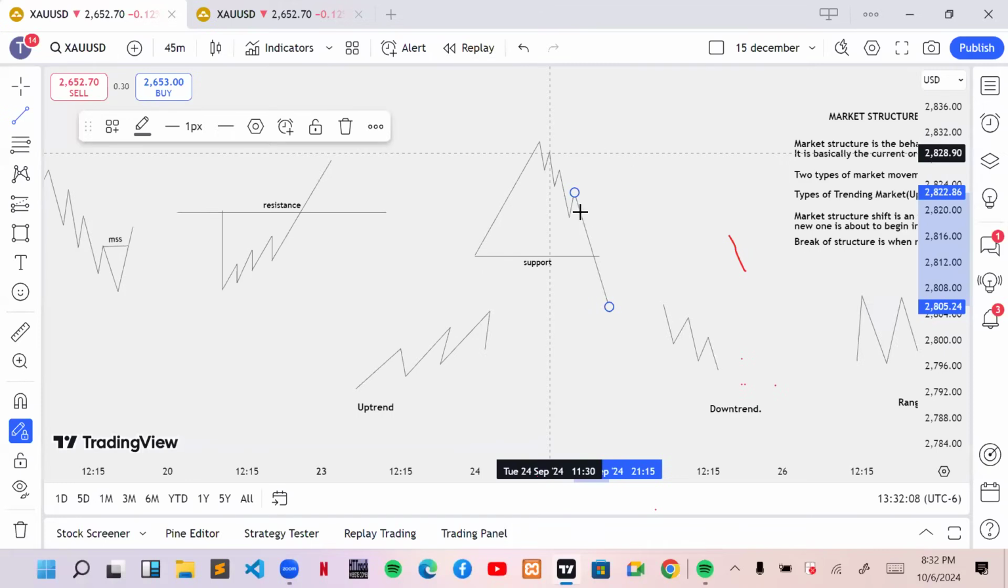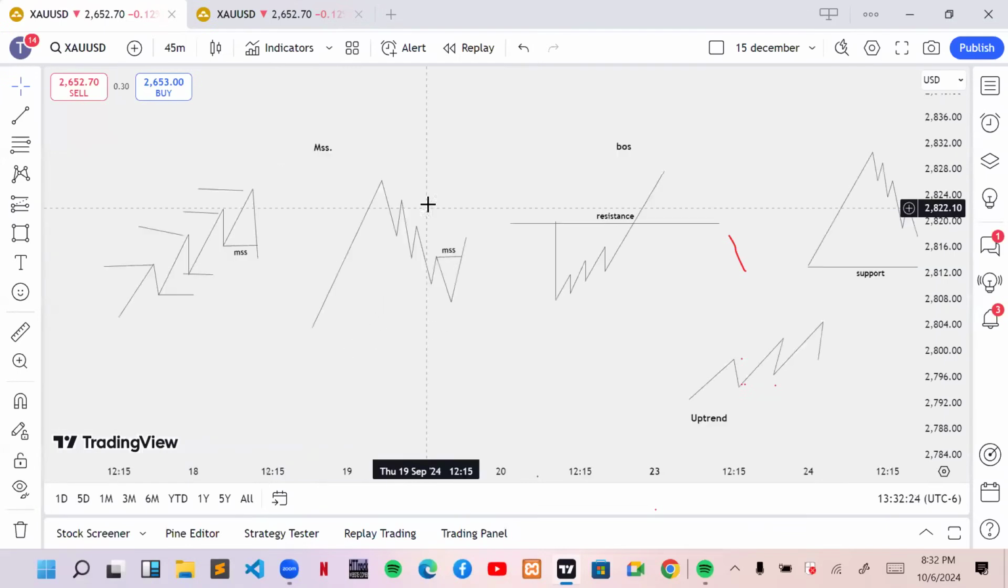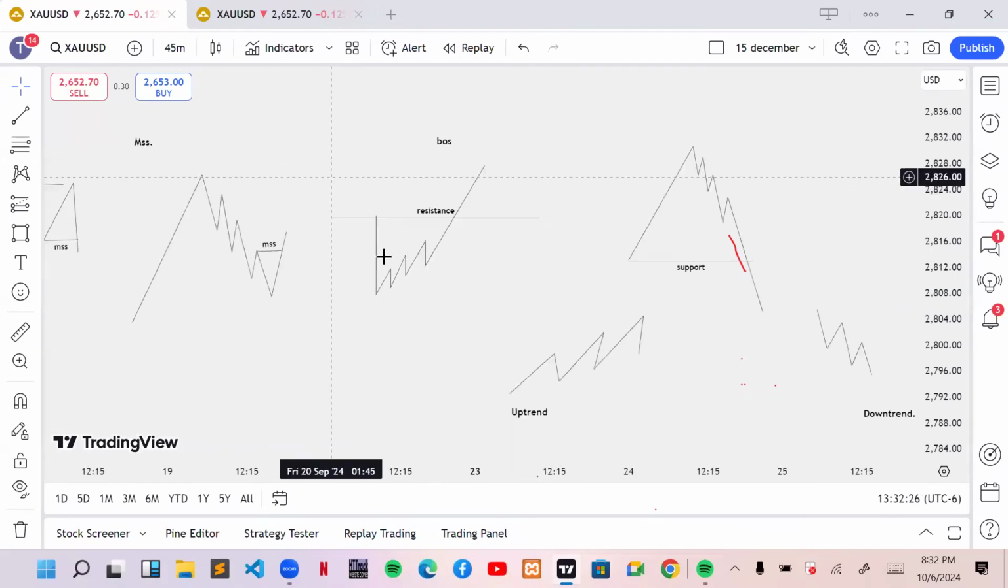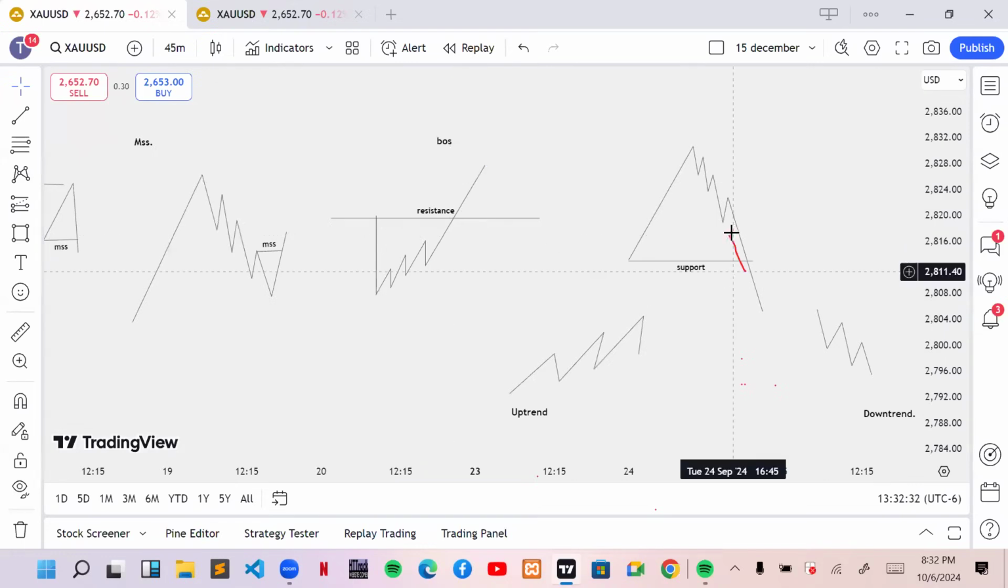If this was a market structure shift, the market would actually break structure and then change direction to the upside. That is the difference between a break of structure and the market structure shift. Pay attention. This is a market structure shift: previously on an uptrend, change direction to the downside; previously on a downtrend, change direction to the upside. But for break of structure, previously on an uptrend, still broke structure on the upside; previously on a downtrend, still broke structure to the downside. That is the difference between break of structure and market structure shift.